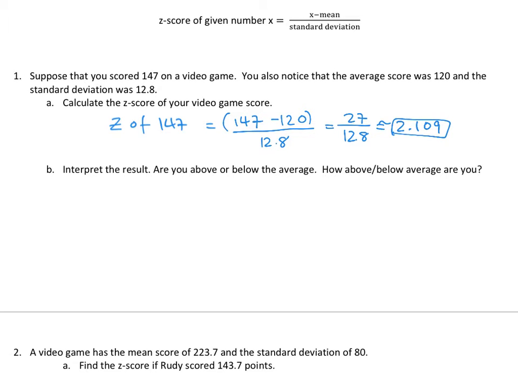Interpret the result. Are you above or below average? How far above or below average are you? So first of all, I'm above the average, right? I knew that already, but if I look at my answer, my z-score is positive, so that's above average. My z-score happened to be 2.something, so I'm about 2 standard deviations above the mean.